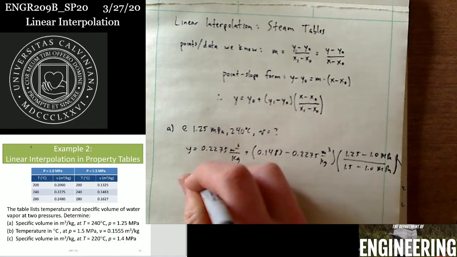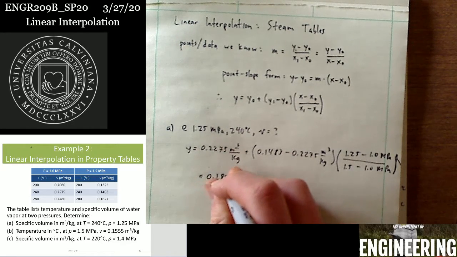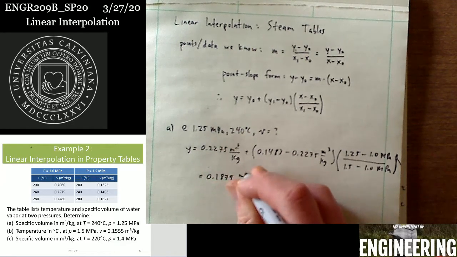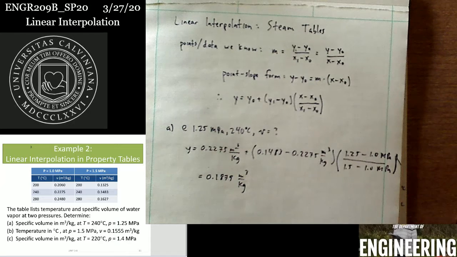So if we evaluate this, we end up with 0.1879 meters cubed per kilogram. And sure enough, this lies between 0.2275 and 0.1483 meters cubed per kilogram. So we know it's a reasonable pick for the data at 1.25 megapascals, 240 degrees C. So that's for part A.